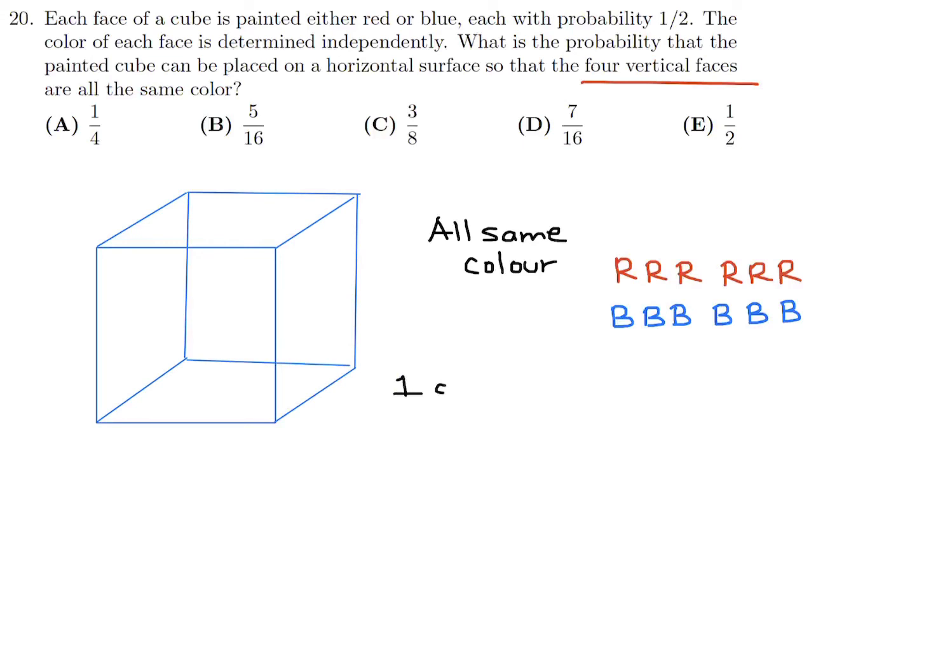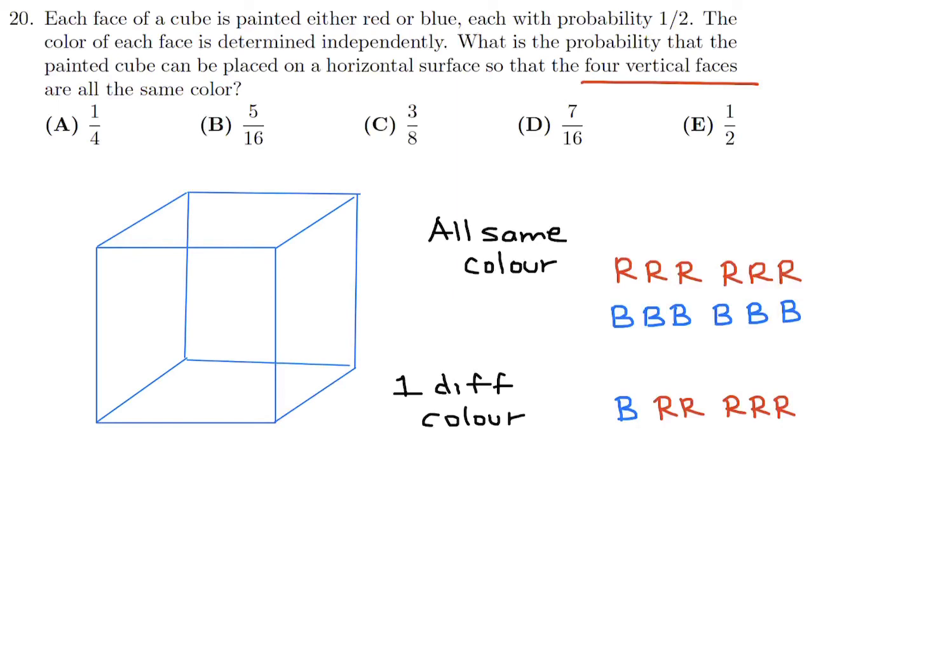The next scenario is when they're all the same color except one. One is a different color. For example, if you have 5 reds and 1 face that's blue, you can put the blue up top and then put the reds everywhere else, and it satisfies the condition. As long as you take that one blue side and put it either on the top or on the bottom, the condition of the question will be satisfied.